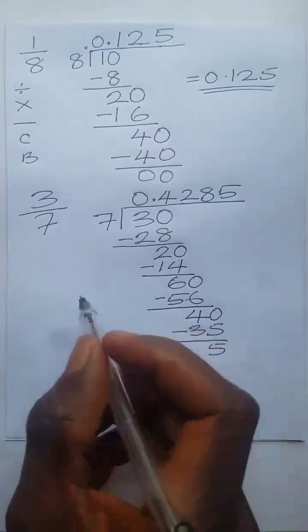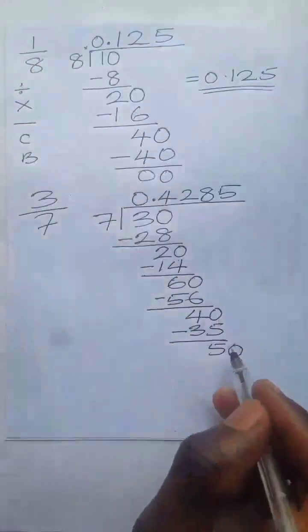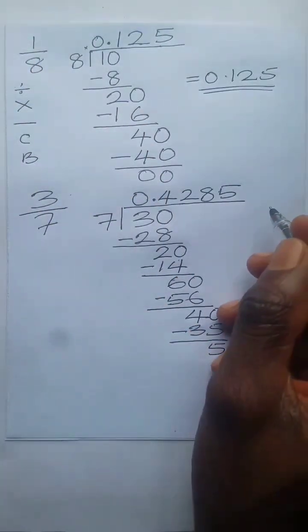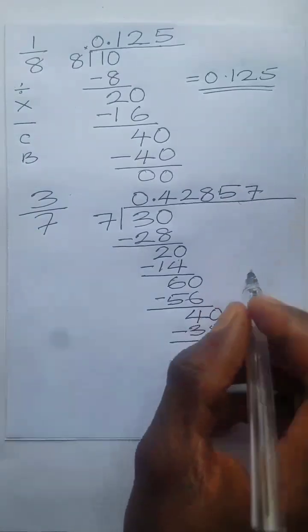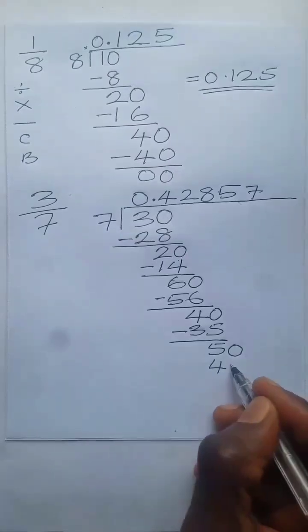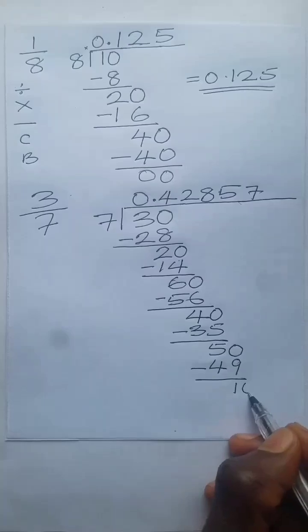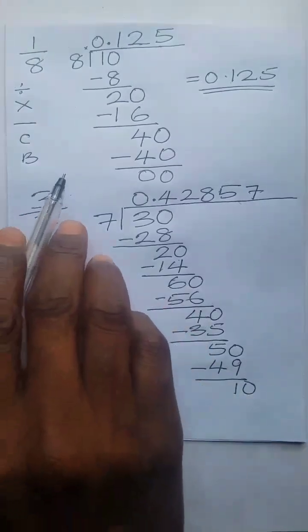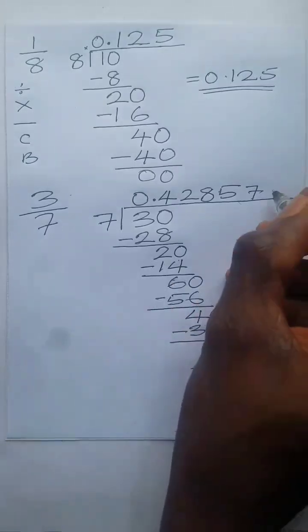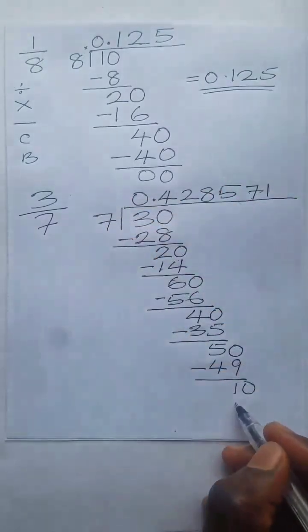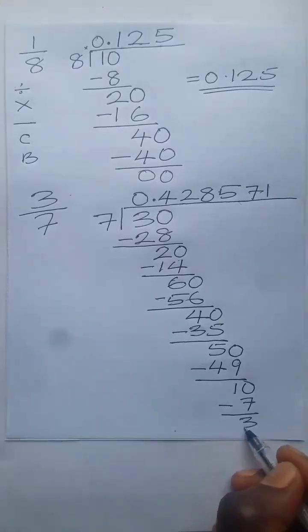Then start the whole process. We compare, 5 is smaller than 7, add a 0 and start the whole process again. 50 divided by 7, that is 7, 49. 7 times 7 is 49. Subtract, and then we have 1. Is smaller than 7. Bring down 0. We start the process again. 10 divided by 7 is 1. 1 times 7 is 7. We subtract, we have 3.